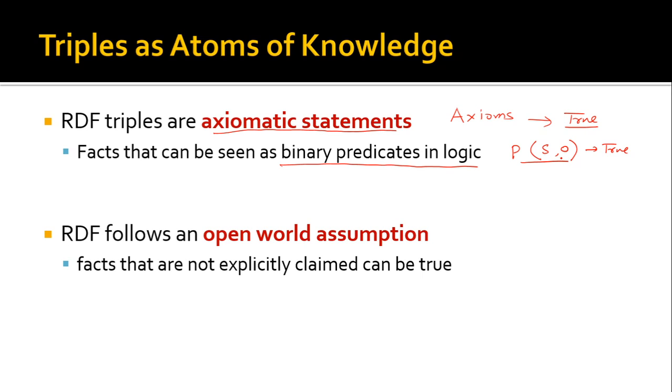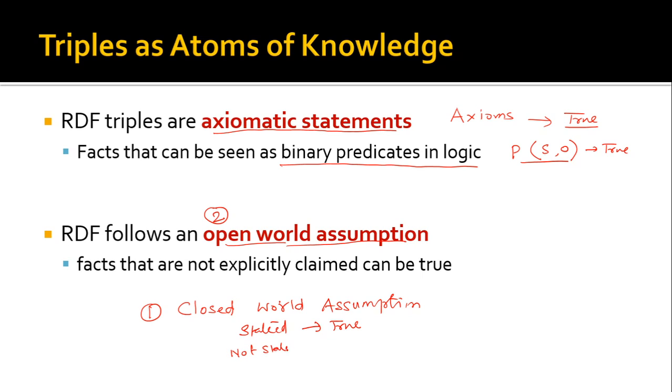But what about the facts that are not explicitly claimed? There are two schools of thought. One is a closed world assumption and the other is an open world assumption. So this is school of thought 1 and this is school of thought 2, right? Now in closed world assumption, it is assumed that whatever is stated is true, and whatever is not stated is assumed to be false. But that is not true under open world assumption.